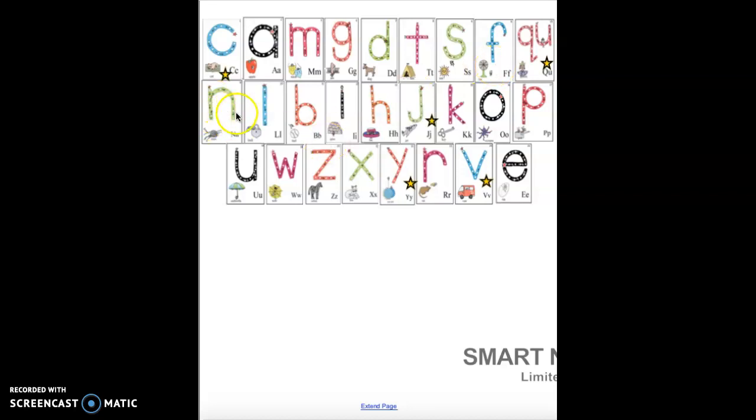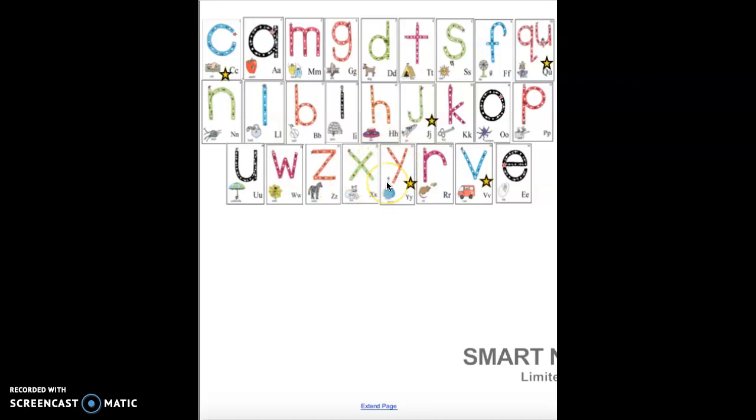N, nest, n. L, lock, l. B, ball, b. I, igloo, i. H, hat, h. J, jet, j. No English word ends in J. K, key, k. O, octopus, o. P, pot, p. U, umbrella, u. W, web, w. Z, zebra, z. X, fox, x.